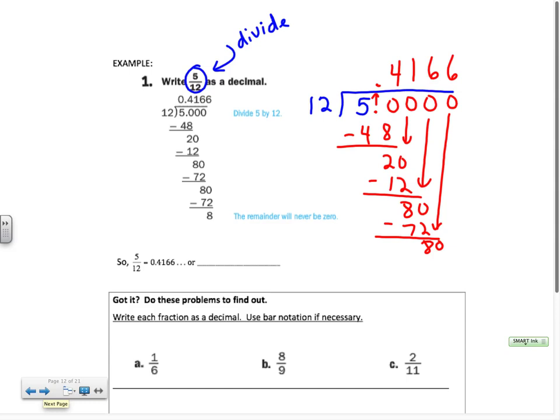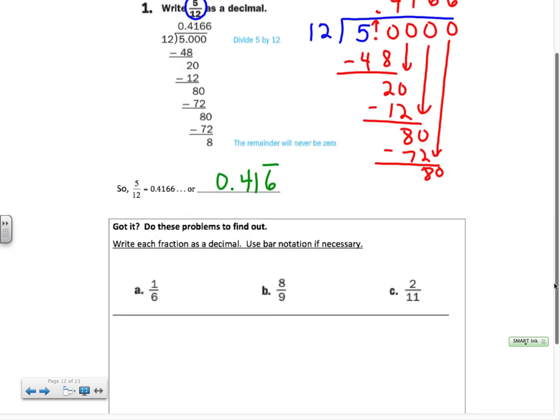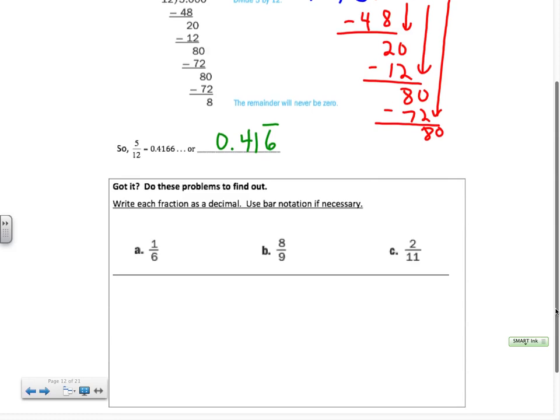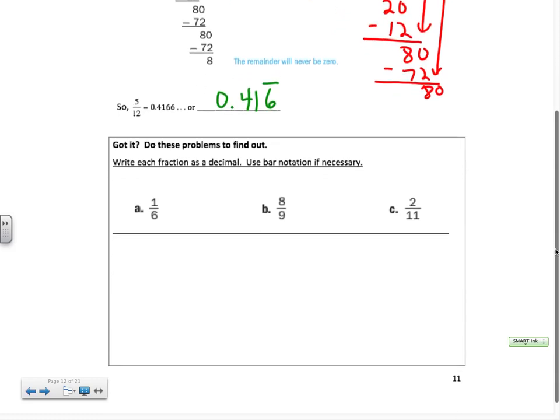So the notation would be 5 twelfths equals 0.4166 dot dot dot, or using bar notation, the 4 and 1 do not repeat, but the 6 does, so we put a bar on top of the 6. So I am going to let you try the problems below. Use bar notation if it repeats, and yes, there will be repeating decimals in this example.